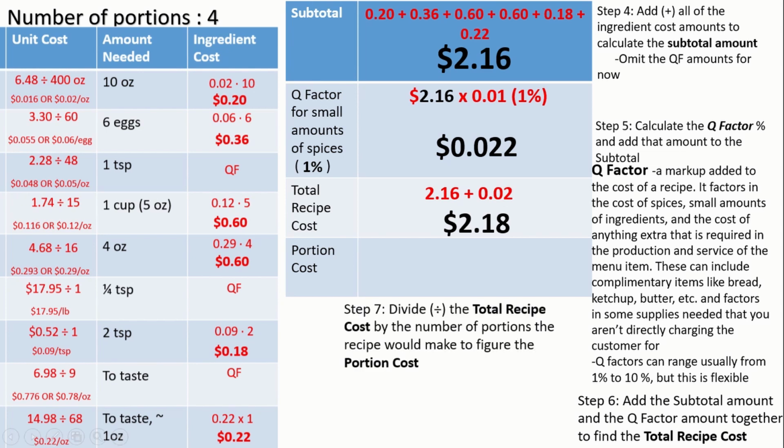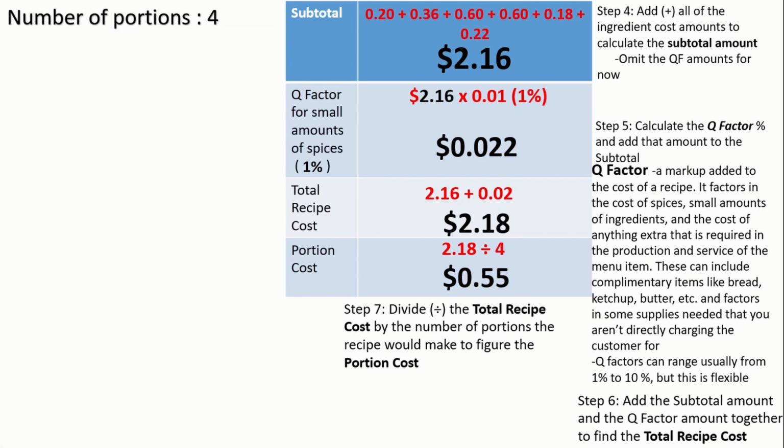Now, to find the portion cost, we figured the number of portions from the recipe before. For the last step to find the portion cost, we're going to take the total recipe cost and divide it by how many portions there are. So in this case, we're taking $2.18, dividing it by 4, and we get a grand total of 55 cents. So to make a single portion of ravioli would cost about 55 cents in our example here.